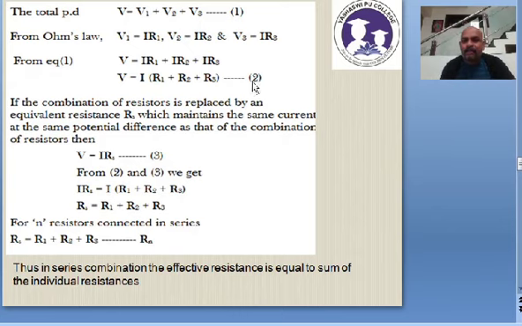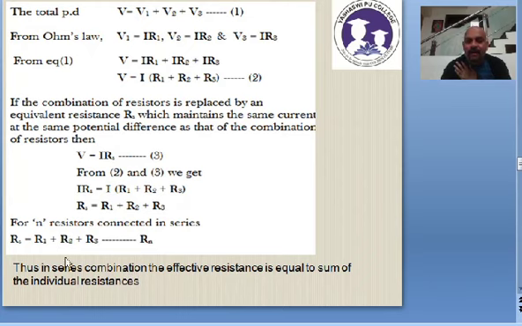Now compare the equations 2 and 3. If you compare the equations 2 and 3, V and V are same, I and I are same. Therefore we get RS is equal to R1 plus R2 plus R3, which means the effective resistance in series is equal to the algebraic sum of the individual resistances. So RS is equal to R1 plus R2 plus R3 in case of three resistors connected in series. Suppose if there are n number of resistors connected in series, then RS is equal to R1 plus R2 plus R3, so on Rn.